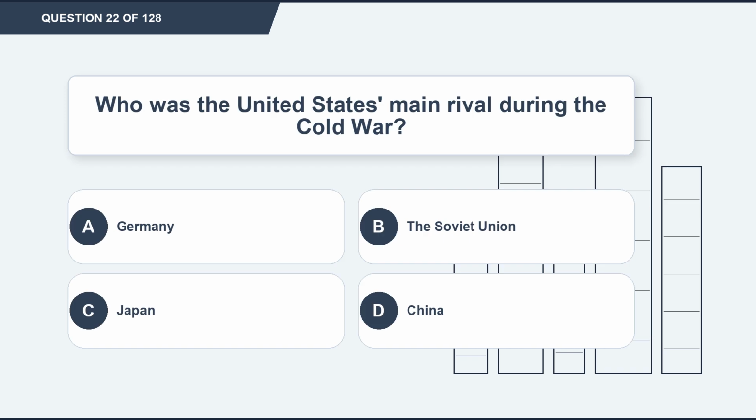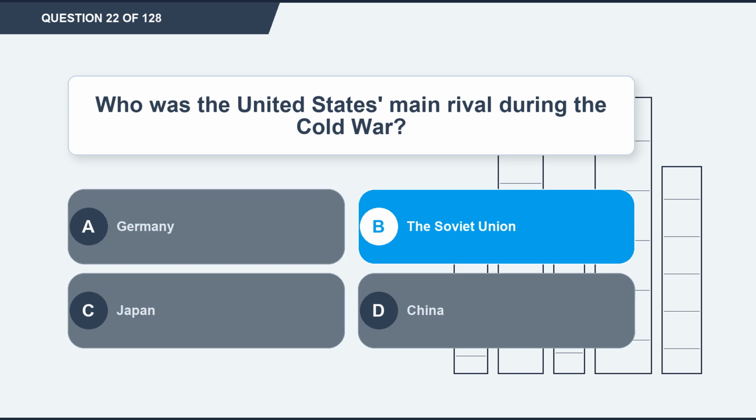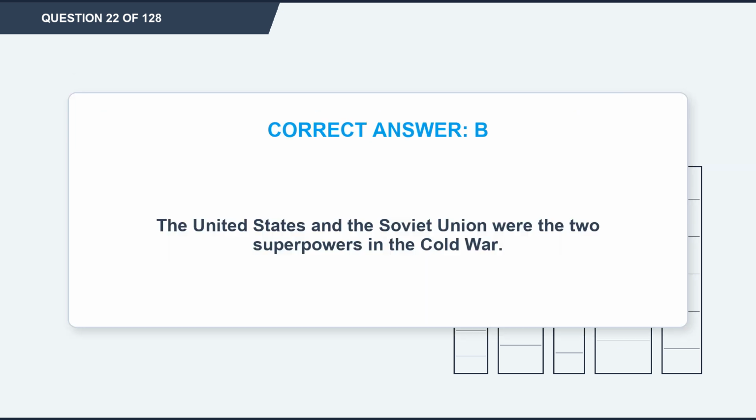Question 22. Who was the United States' main rival during the Cold War? Option A, Germany. Option B, the Soviet Union. Option C, Japan. Option D, China. The correct answer is option B, the Soviet Union. Explanation: the United States and the Soviet Union were the two superpowers in the Cold War.